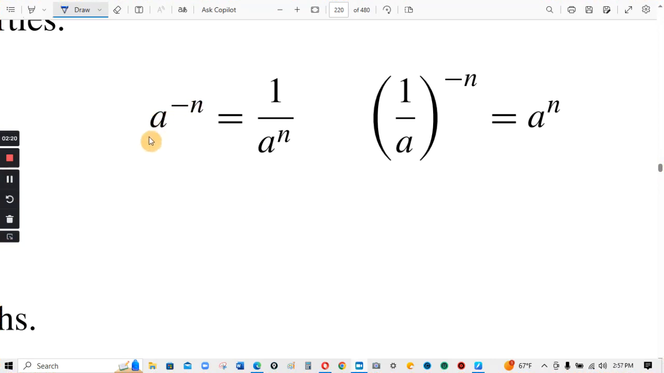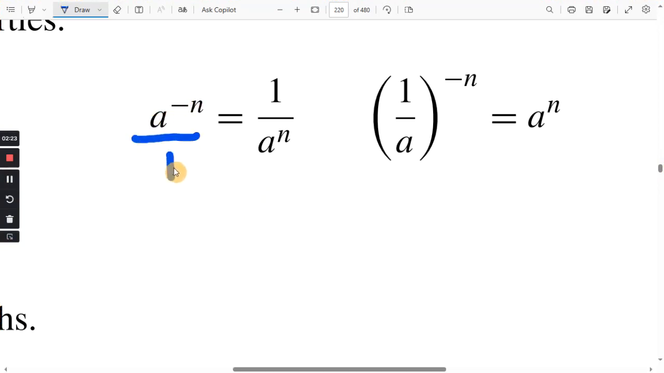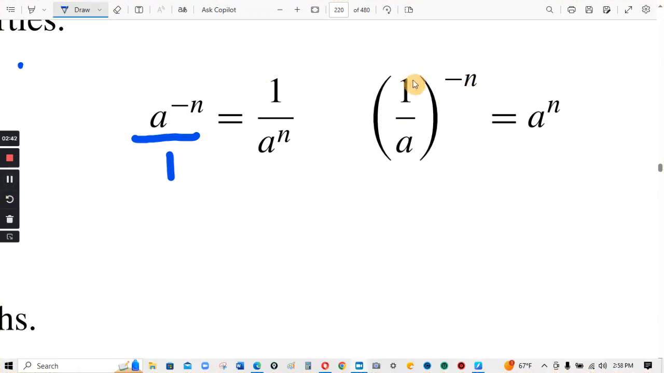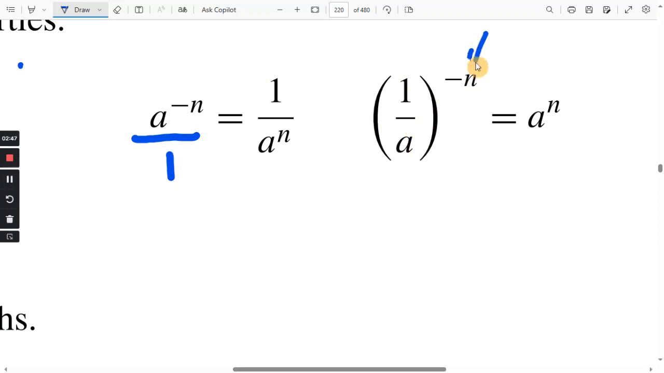If you have a to the negative n, that's the same as a to the negative n over 1. Okay, if you take this entire numerator and move it to the denominator, you just change the plus minus sign on the exponent. So a to the negative n equals 1 over a to the n. All right, and again, if you have a negative exponent applied to a fraction, you can take the reciprocal of that fraction and change the plus minus sign on the exponent. So 1 over a becomes a over 1, and the negative n becomes positive n. And of course, a over 1 is just a.